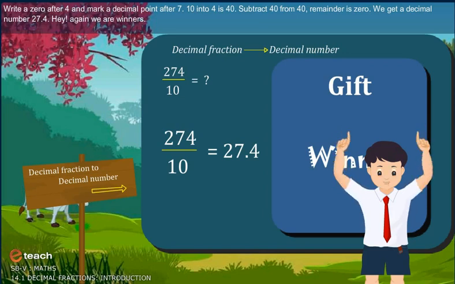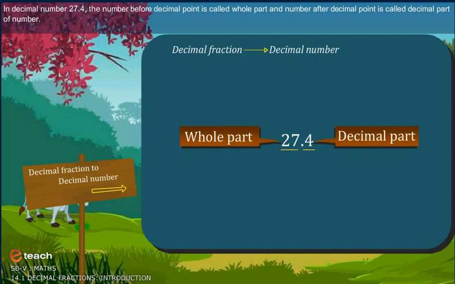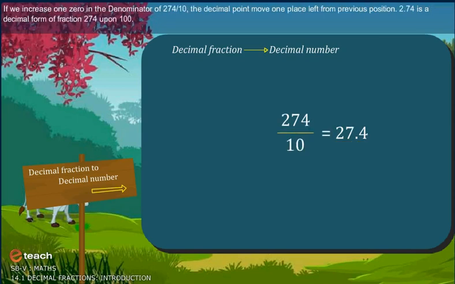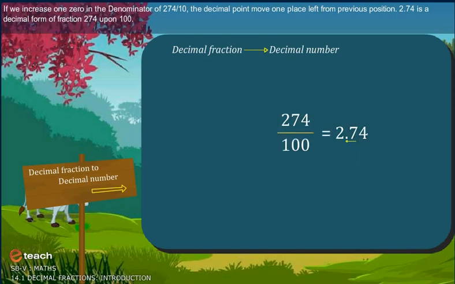In decimal number 27.4, the number before the decimal point is called the whole part and the number after the decimal point is called the decimal part of the number. If we increase 1 zero in the denominator of 274 by 10, the decimal point moves one place left from its previous position. 2.74 is the decimal form of fraction 274 upon 100.